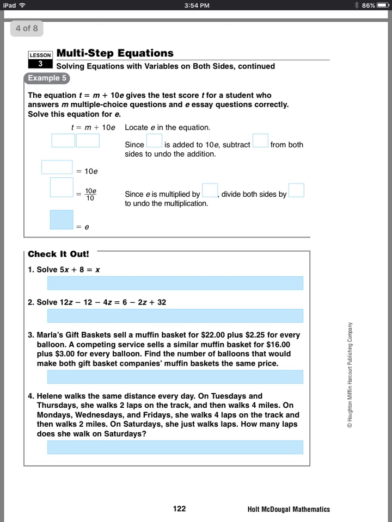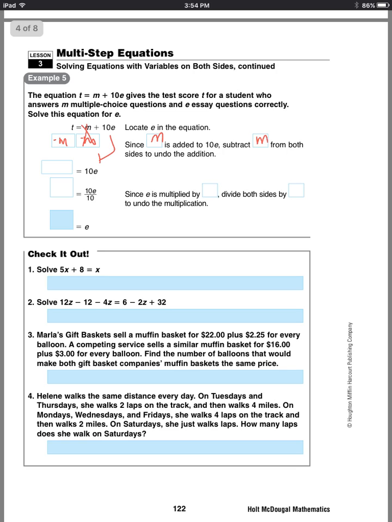The equation t equals m plus 10e gives the test score t for a student who answers m multiple choice questions and e essay questions correctly. Oh my jeez. Okay, so this is the test score, and the test score equals the number of multiple choice questions they got right plus the points for their essay questions. Okay, so look at this. We want to know what E equals, all right? So in order to do that, we need to first solve for E. Since M is being added to 10E, we need to subtract M from both sides in order to start getting E by itself.